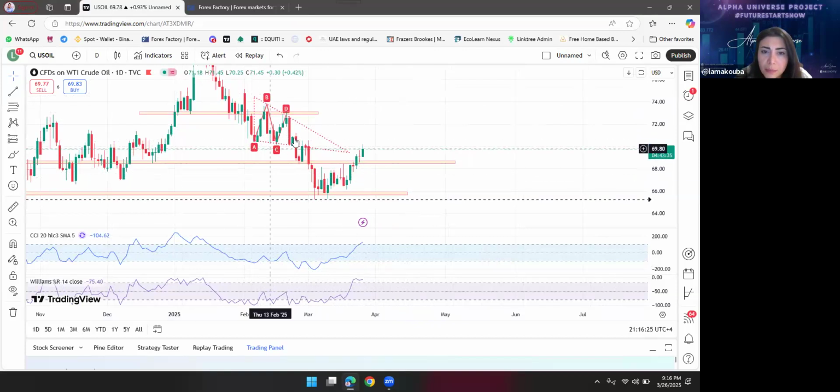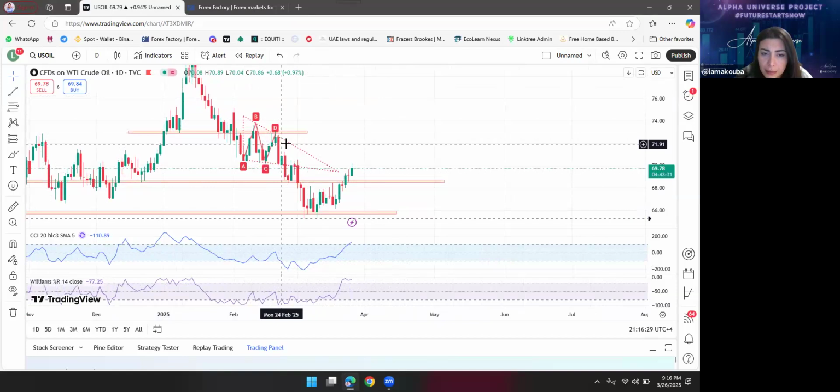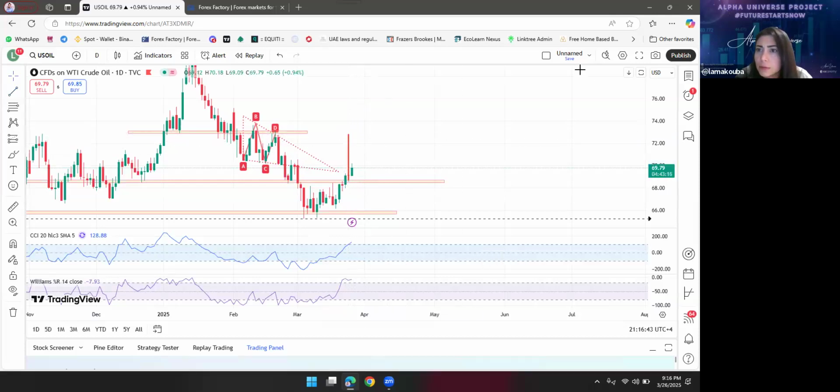We see here this is a triangle. We have kind of a double bottom also. So this is a pattern. It's a reversal pattern because here we have the down move. This is the first top, this is the second top. Now it's a significant sign, and it's giving me a sign that it's going to go more up. Okay, so this is for the oil for now.